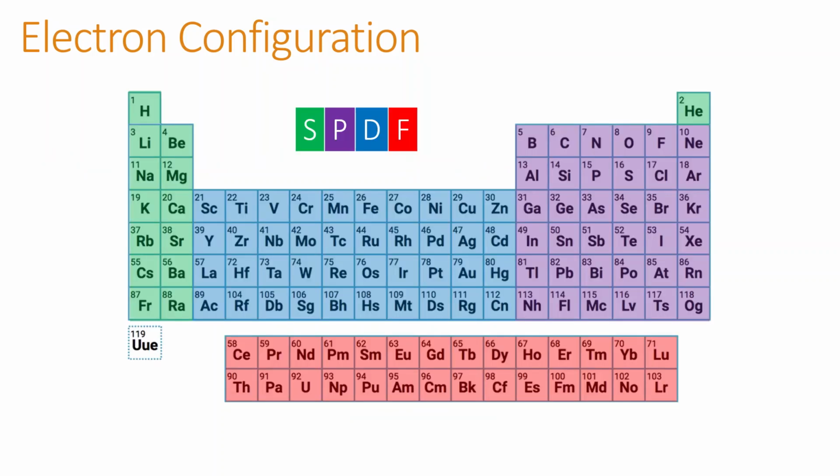I want you to go ahead and take a minute to pause and color code your periodic table. Make sure that helium over here is the same color as hydrogen. Go ahead and take a minute to color these in and label them. Return here whenever you are ready to continue.